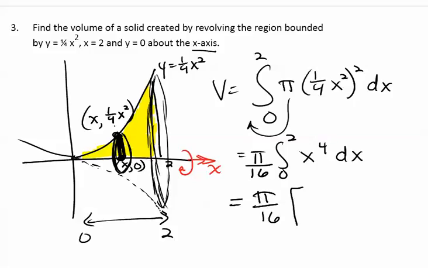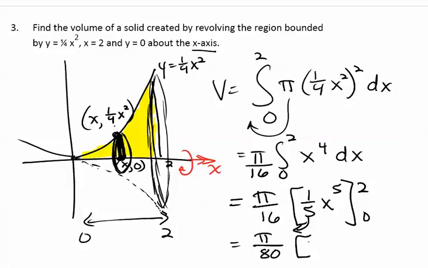And now we do our integration, our antiderivative, raise the exponent to 5, multiply by 1/5. So we could bring that 1/5 out here also. So we would have pi over 80, and we'd only have x to the 5th left to go here, from 0 to 2. So we would have pi over 80 times 32 minus 0.